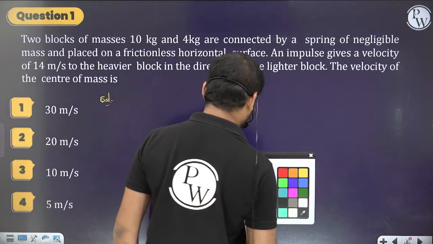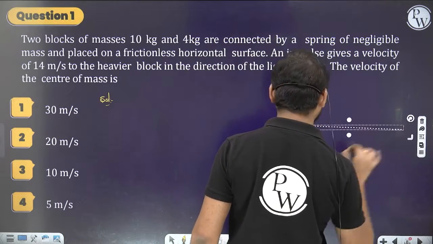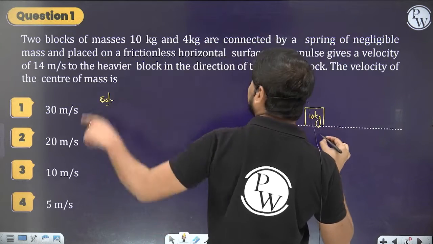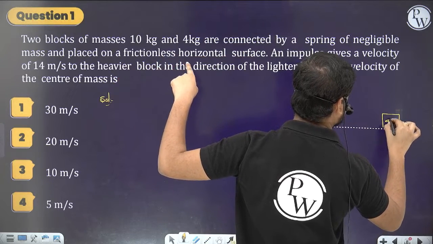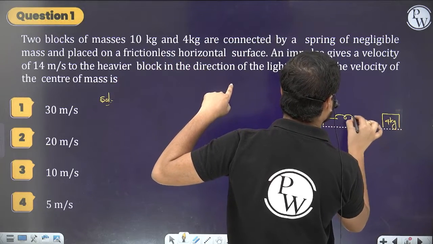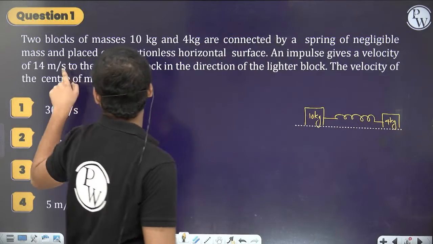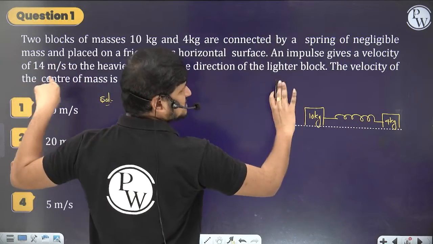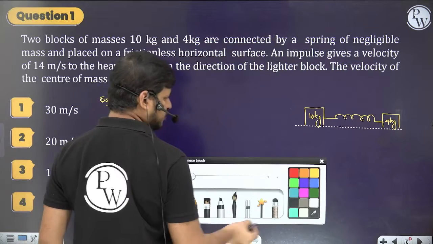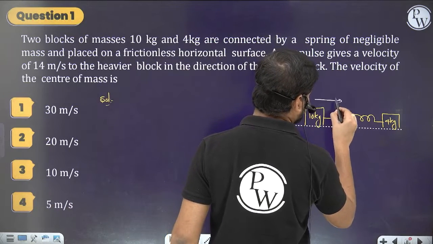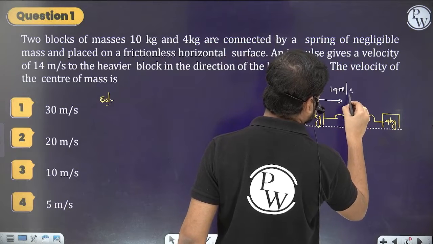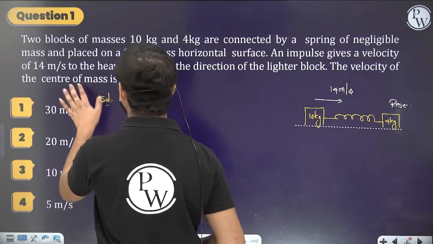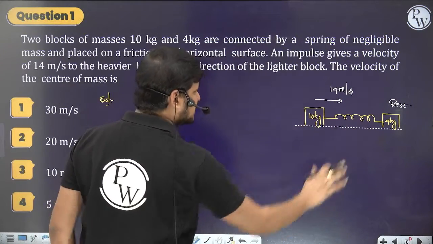Simple question. See here, this is a horizontal surface. There are two blocks. This is a mass of 10 kg block and the other one is a 4 kg block. They both are connected by a frictionless and massless spring, right? And then next, an impulse gives a velocity of 14 meter per second to the heavier block. So the heavier block has been given 14 meter per second velocity, whereas this is still at rest, in the direction of the lighter block.